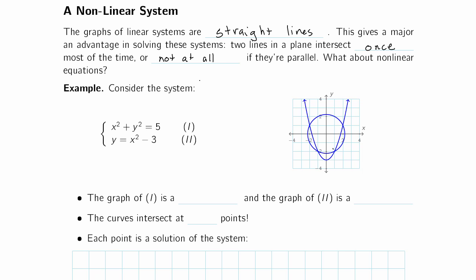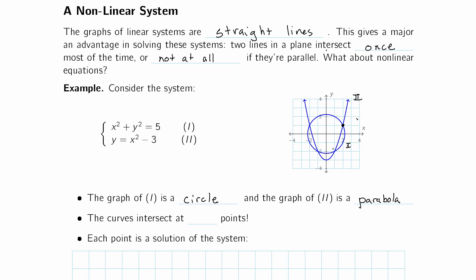When we have nonlinear equations, their graphs are curved. That's why they're nonlinear. And that presents some difficulties. For example, consider this system. Equation 1 we recognize as the equation of a circle, and equation 2 we recognize as the equation of a parabola. We see those graphed here. Here's equation 1, and here's equation 2.